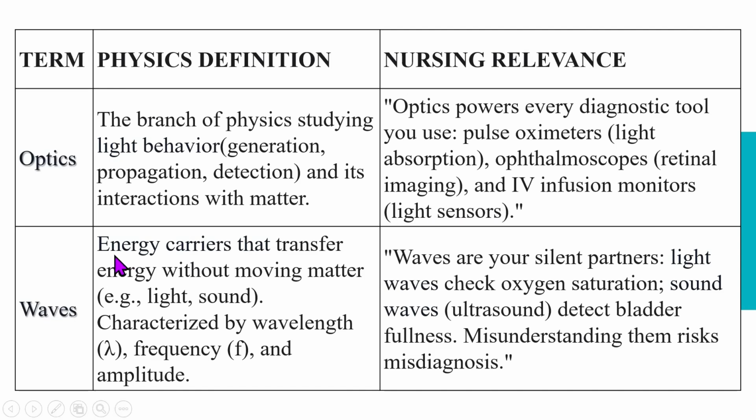Waves. Waves are energy carriers that transfer energy without moving matter. Example is light or sound. They are characterized by wavelength, frequency, and amplitude. Waves are your silent partners. Light waves check oxygen saturation, sound waves check ultrasound, detect bladder fullness, and any misunderstanding of these factors may lead to risk in misdiagnosis.